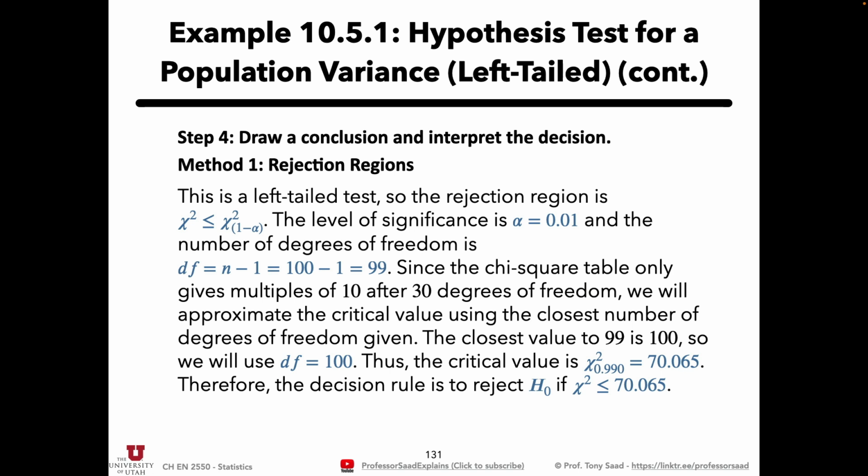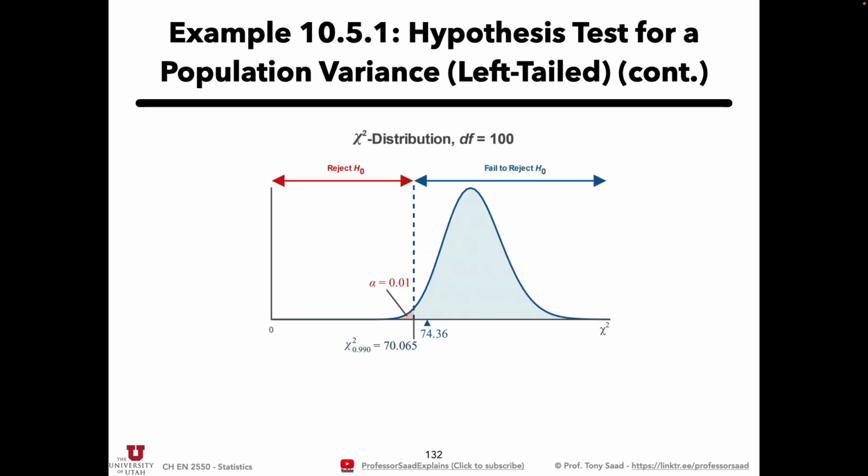Okay, so we look at the region. So this is the chi-square distribution for these numbers, DOF, degrees of freedom of 99. This is our rejection region at the 1% significance level, but our sample statistic falls here. So we fail to reject the null hypothesis.